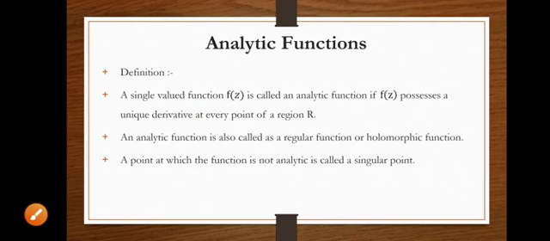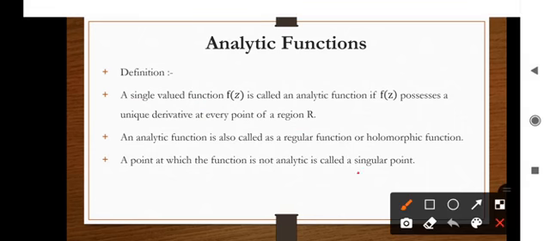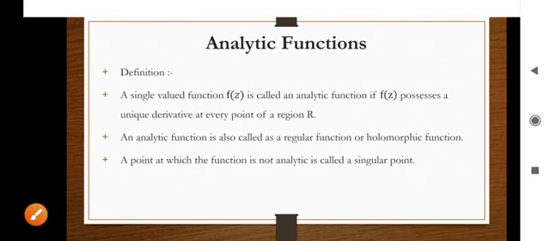A point at which the function is not analytic is called a singular point. So a singular point means a point in this region R at which this function is not analytic, meaning it does not possess a unique derivative at that point. That point is called a singular point.